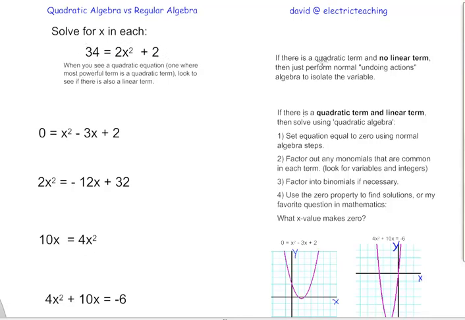If there is a quadratic term and no linear term, as I'm trying to state over here, then just perform normal undoing action algebra to isolate the variable. So what I mean by undoing actions, I can see that there are 3 actions upon x here. It's being squared. That would be the first thing I'd do in order of operations. Then it's being multiplied by 2, and then it's being added by 2. So you want to work that backwards.